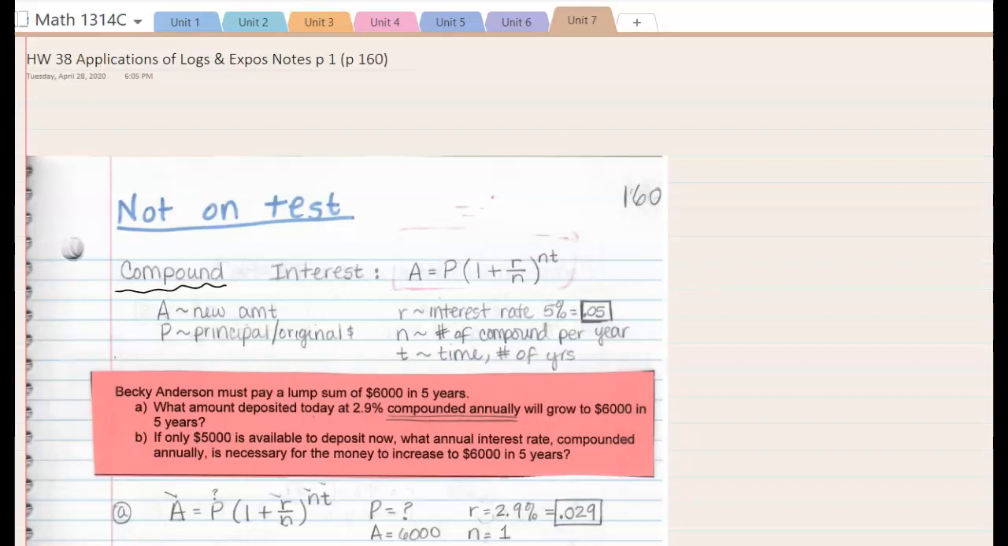This video will cover the first page of notes for the topic of applications of logs and exponents. Before beginning the notes, let's watch a short video.